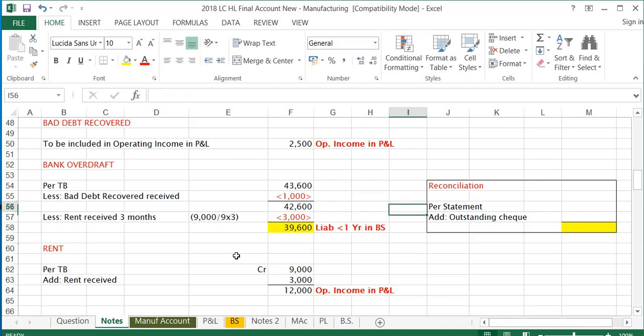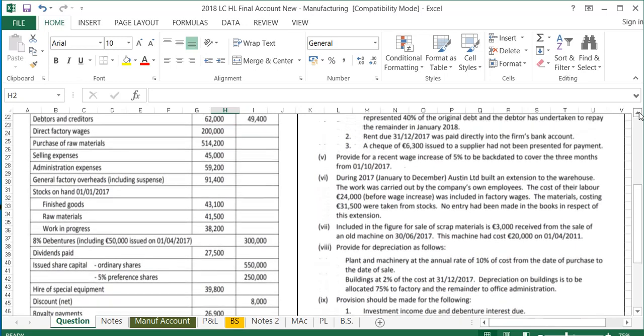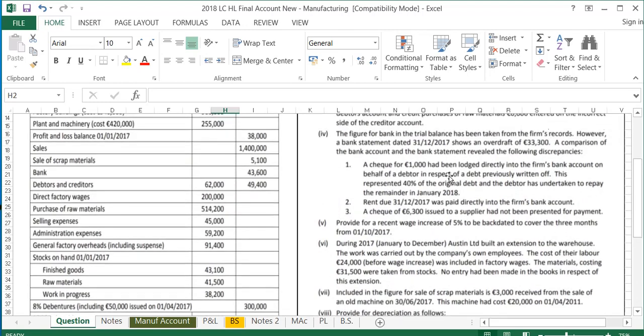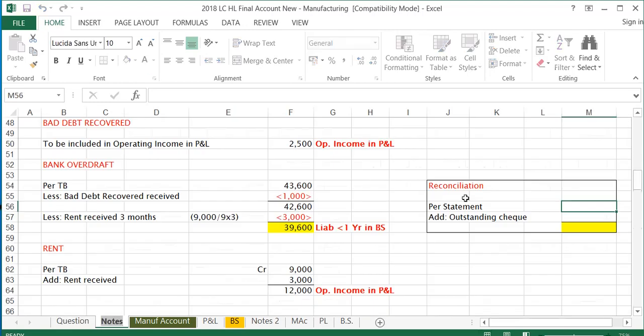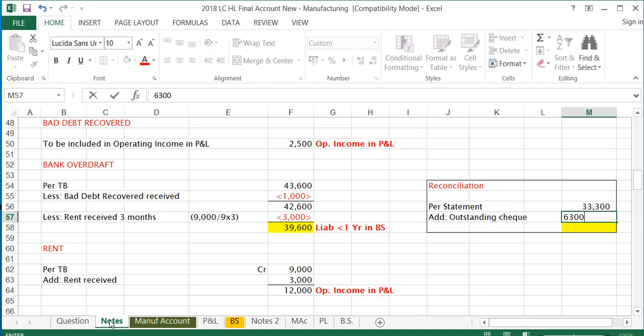Now we can do a little reconciliation here to make sure our bank figure is correct. If we go back to the question, it says that the bank overdraft as per the statement was 33,300. But they weren't aware of the outstanding check of 6,300. So that will leave us with a bank figure from the reconciliation of 39,600, which agrees to our bank figure, so we know we are correct.